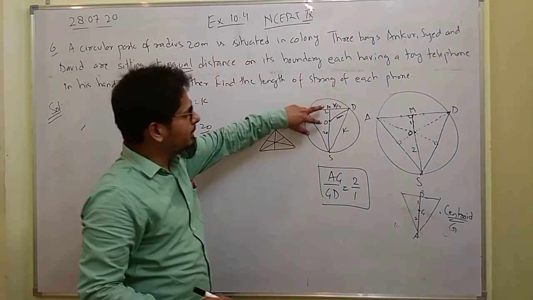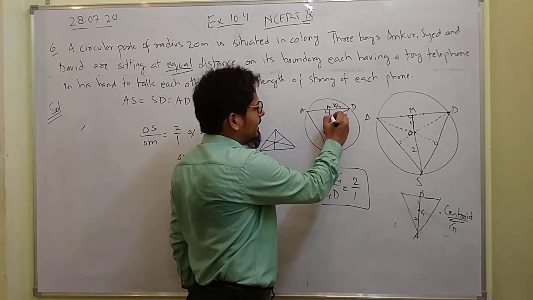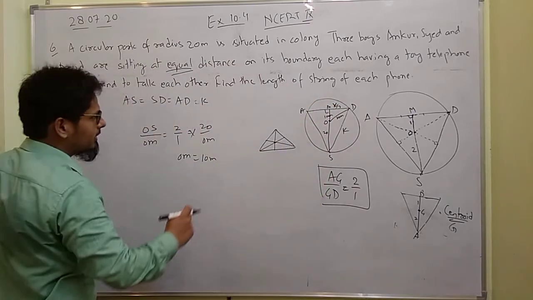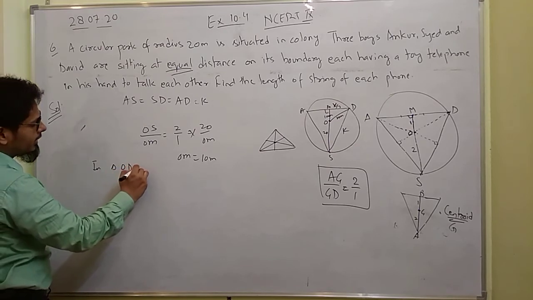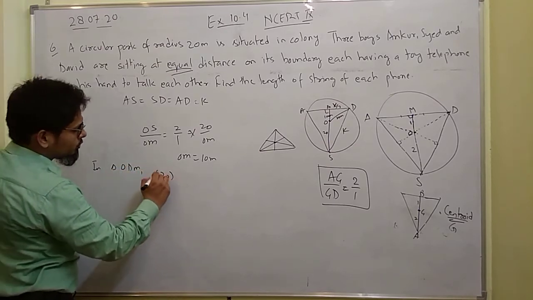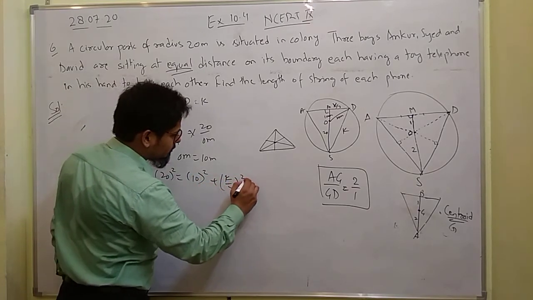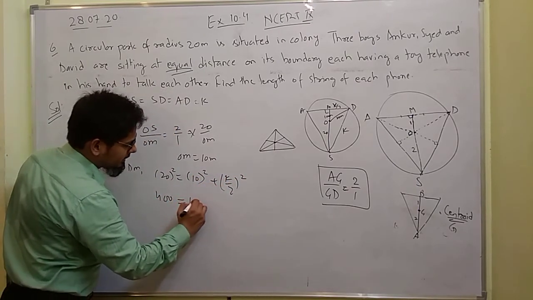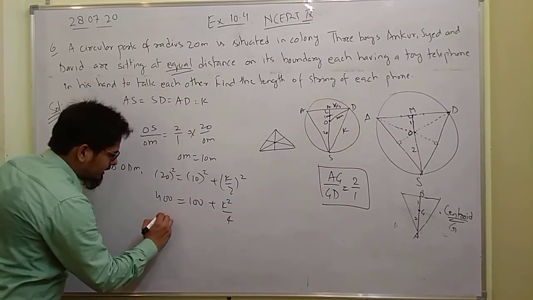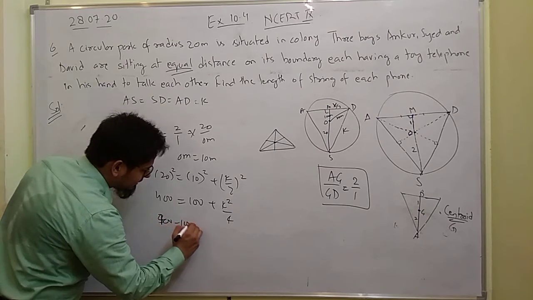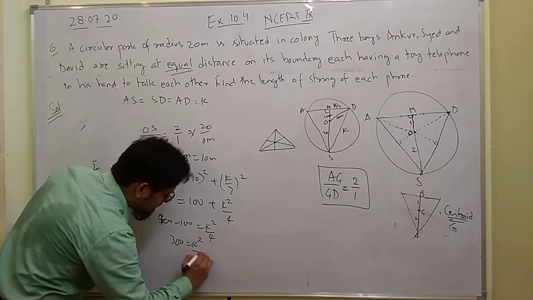So this OM length has come out to 10 meters. Now we have 10 meters. With the help of these two, we will find K. Now we are applying Pythagoras theorem in triangle ODM. 20 squared is equal to 10 squared plus K by 2 whole squared. Okay, it is 400 is equal to 100 plus K squared by 4. Find K from here. This is 400 minus 100, K squared by 4, 300 equals K squared by 4.